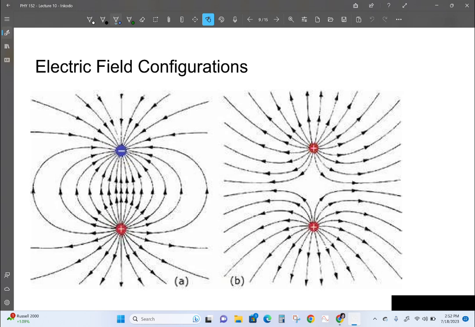What happens when you have combinations of charges? Well, if you have a positive and a negative, the field lines are going to curve around and make this classic shape. They're going to point towards the positive, and as you go out further from them, they're going to kind of bow around. And we'll talk about why that is a little later.